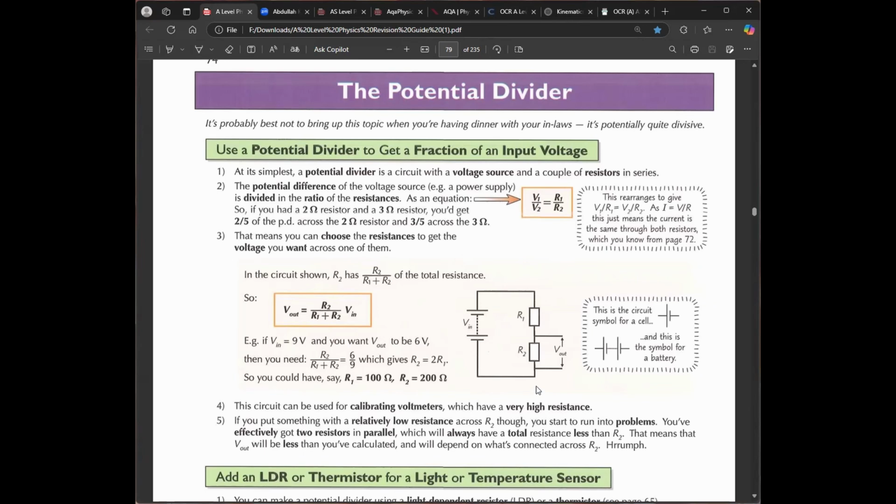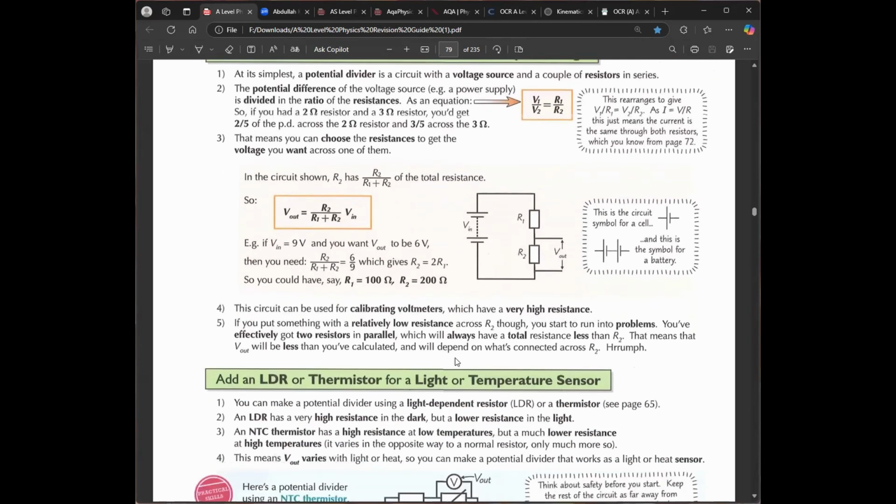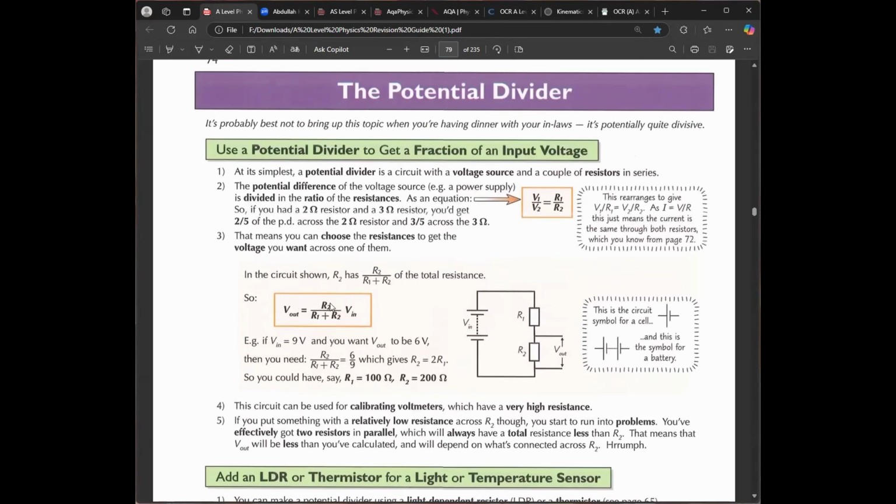Assuming you understand. All right. I don't know how it splits the current. Does it split the current, or is it the same current? The same current goes through the entire circuit. Just the potential difference changes.